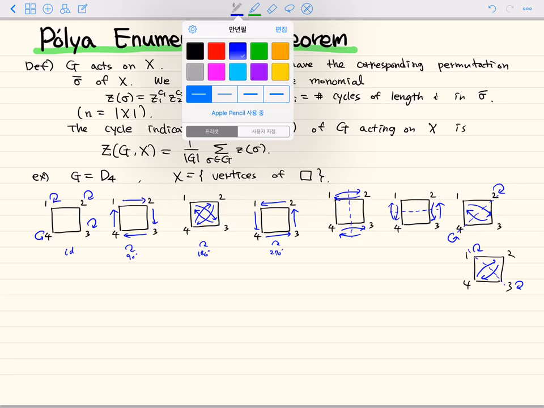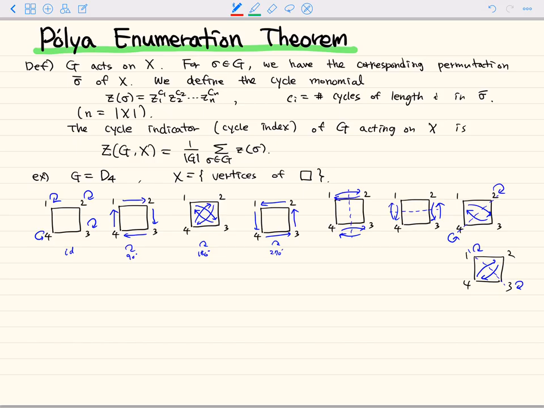Alright, now let's write down the cycle monomial for each group element. So for the first group element, identity, there are 4 cycles of length 1, so it's going to be z1 to the 4. And here it has one cycle of length 4, so it's z4. Here there are 2 cycles of length 2, so z2 squared. And here there are 2 cycles of length 1 and one cycle of length 2. And here the same, 2 copies of length 1 cycle and 1 copy of length 2 cycle.